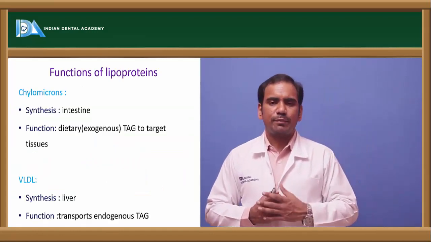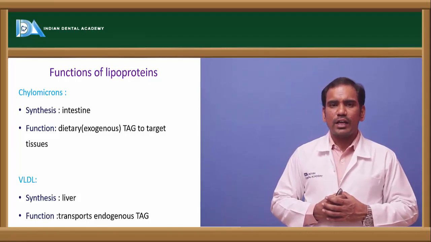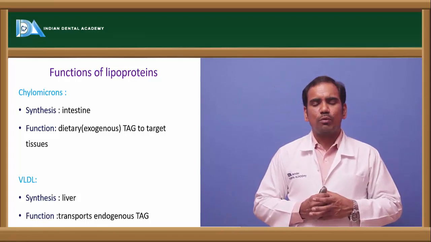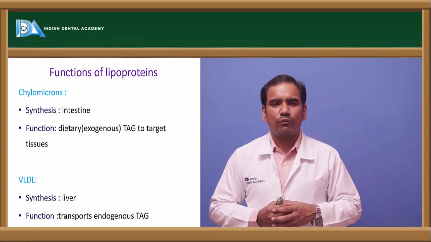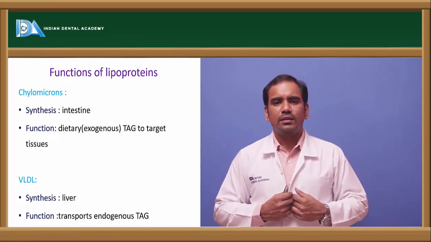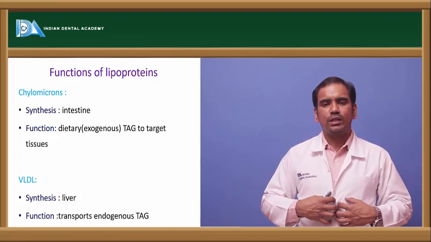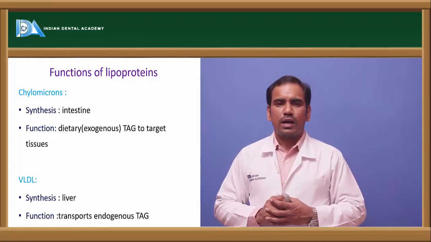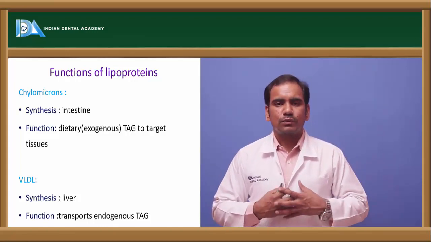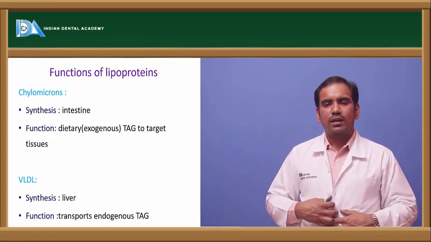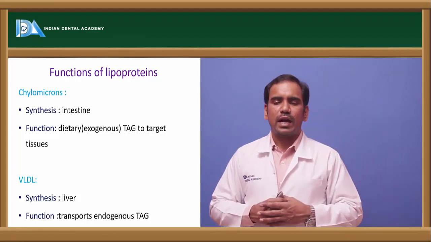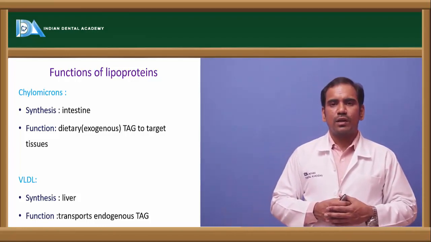Coming to functions of each lipoprotein, chylomicrons are synthesized in the intestine. Chylomicrons are involved in the transport of exogenous TAG, meaning whatever lipids we take in the diet are transported from the intestine to the adipose tissue and to the remaining tissues like skeletal muscle for utilization. So the dietary TAG, exogenous TAG, is transported from the intestine to the peripheral tissues by chylomicrons. That is the function of chylomicrons.